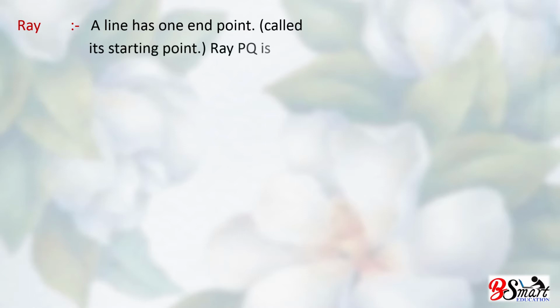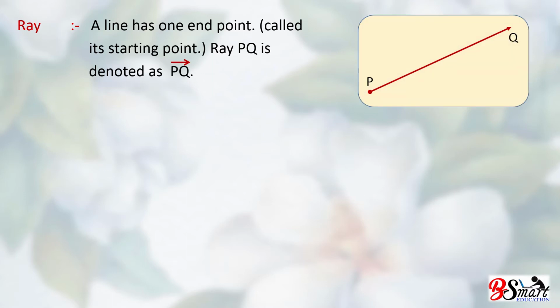Ray. A ray has one endpoint called its starting point. Ray PQ is denoted as PQ. It has only one arrow point. Look at the given figures.